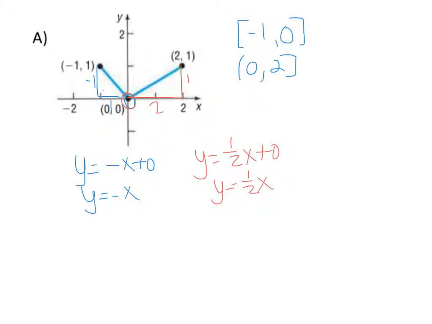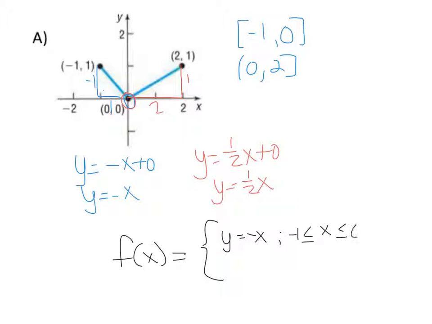So now I just go ahead and write this using my piecewise definition. f of x is equal to, brace. On the domain -1 to 0, I'm using y equals -x. And that's for x greater than or equal to -1, less than or equal to 0, and y equals 1/2 x for x values that are between 0 and 2, not including the 0 this time. So there you have it. That is the definition of the piecewise function for that particular graph.